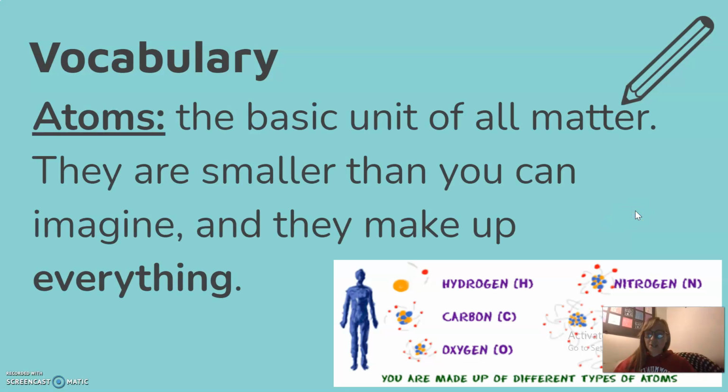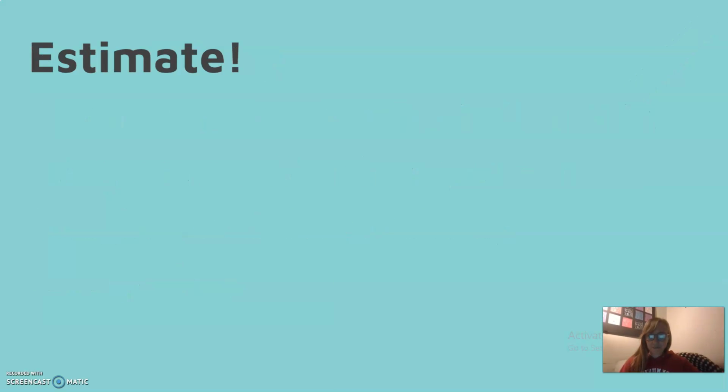All right, so the first vocab word is atoms. So atoms are the basic unit of all matter. You've probably heard of these before. You've also heard of cells before, right? Cells are the basic unit of life, and atoms are the basic unit of everything. So atoms are way, way, way smaller than cells. And they make up everything that you can see, touch, everything in the universe.